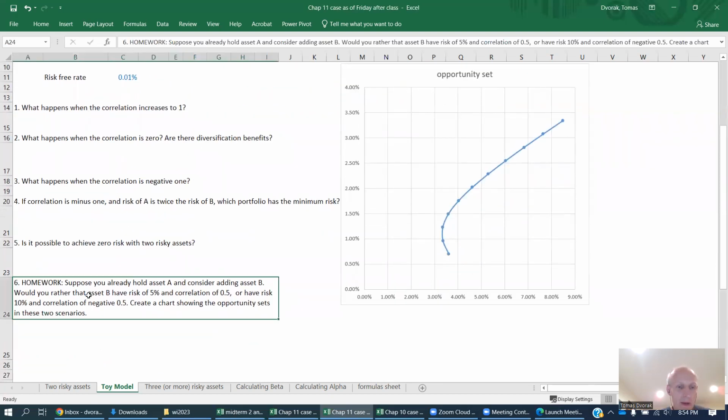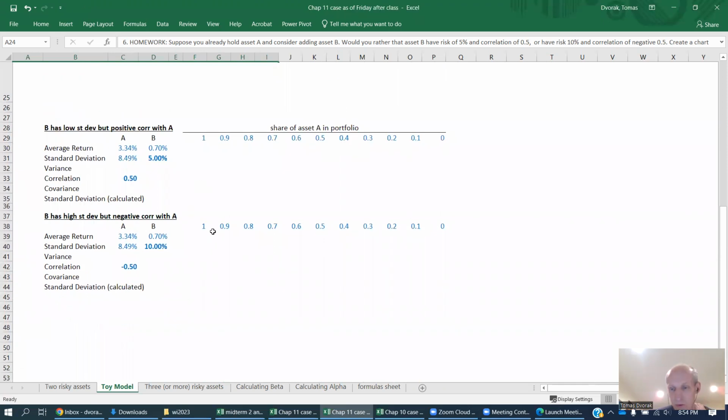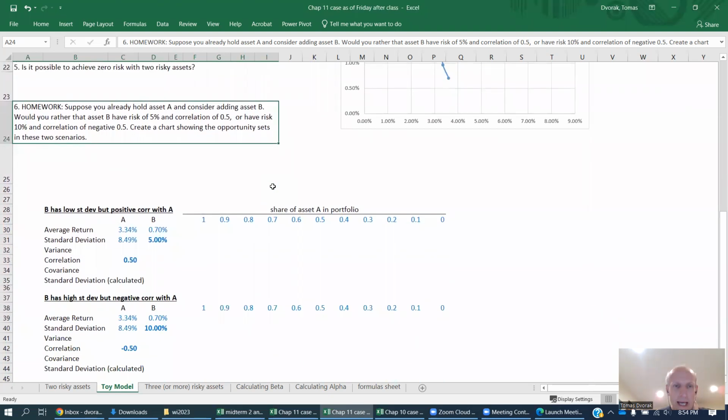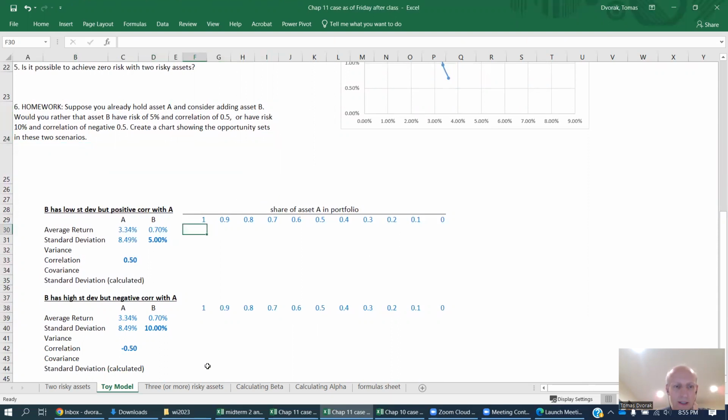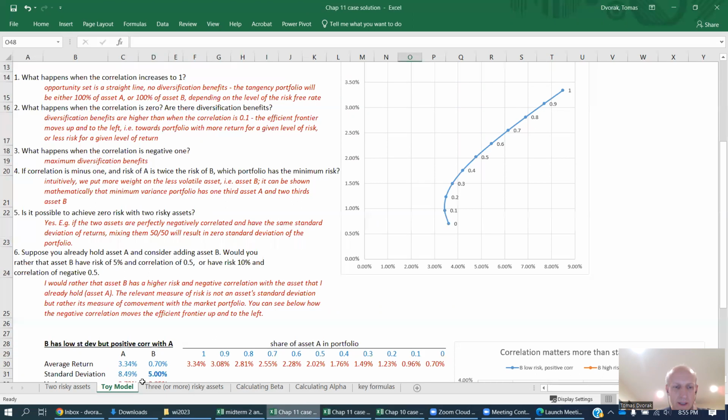But here's a homework. Suppose we have an asset A, but now we're considering adding asset B. Would you rather have asset B with 5% and correlation 0.5, or 10% with correlation of negative 0.5? Essentially, I would like you to do this for homework, but I'm actually going to do it. But you may want to stop the video and try to do it yourself to see what happens. This is going to be a lot of retyping. Basically, we need to calculate returns and standard deviation. So let me actually just jump into the file where I have all of this calculated.